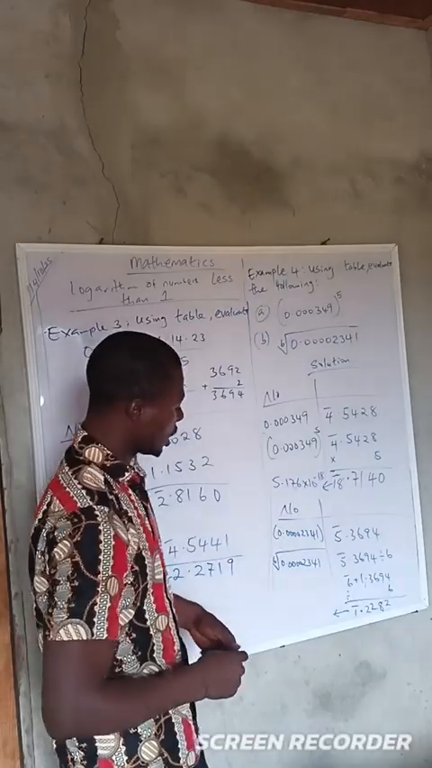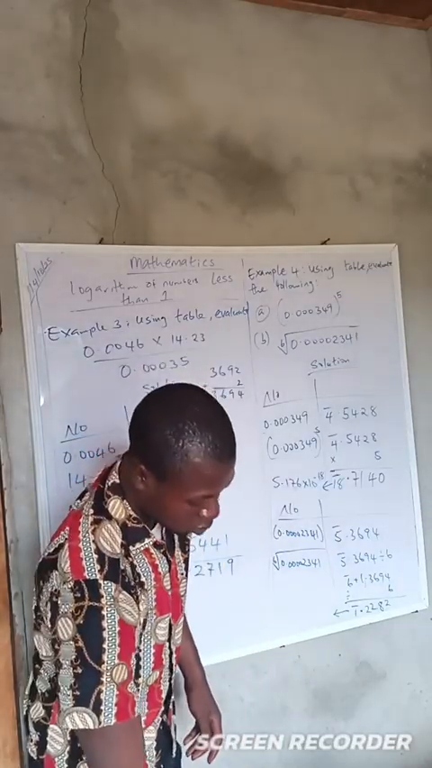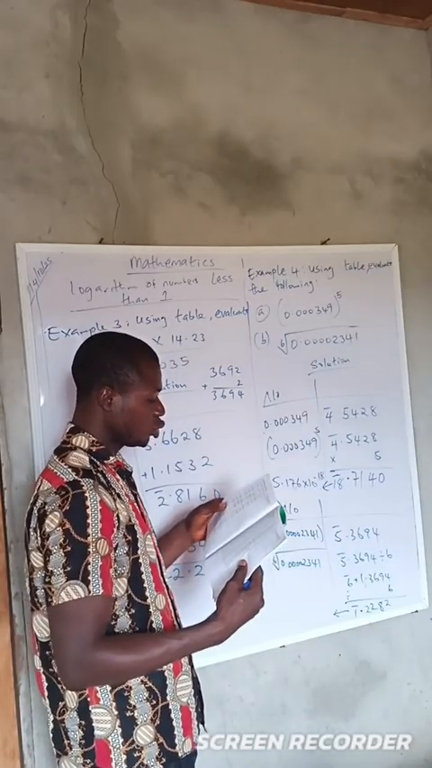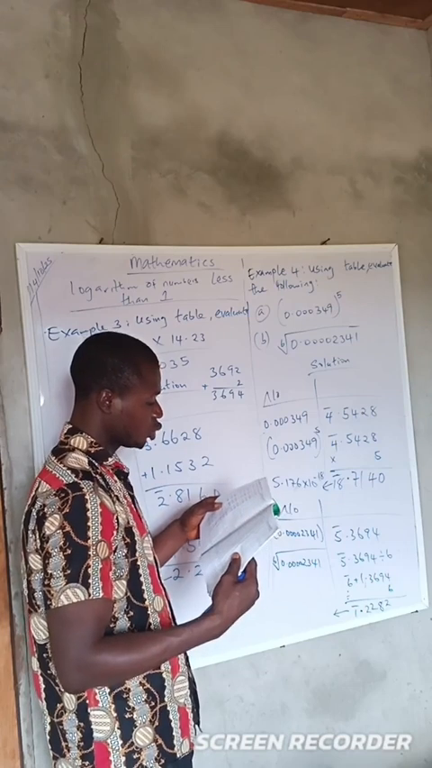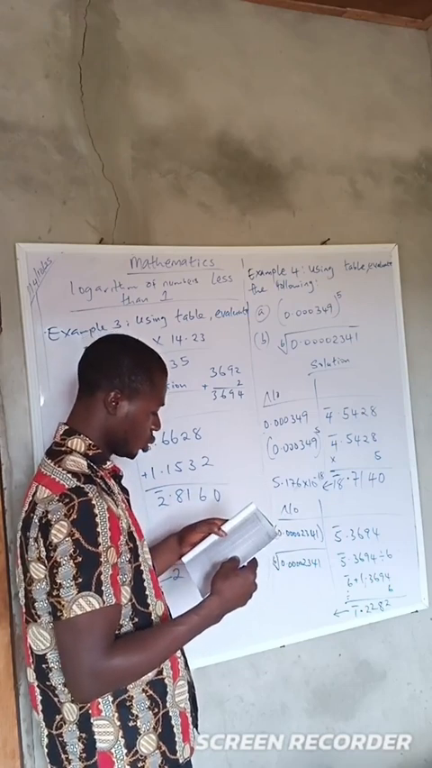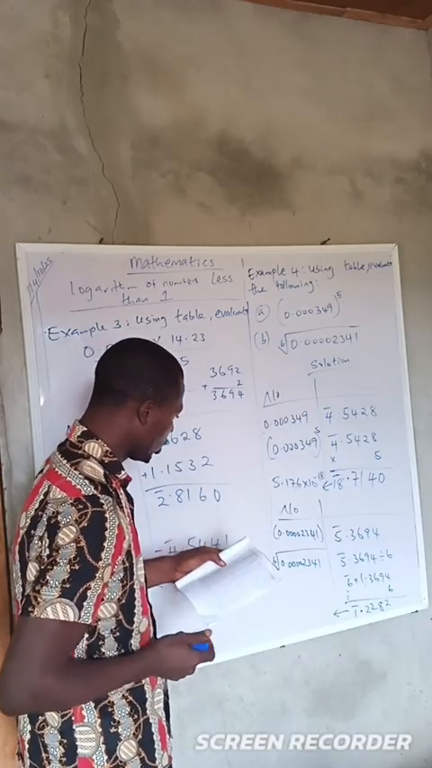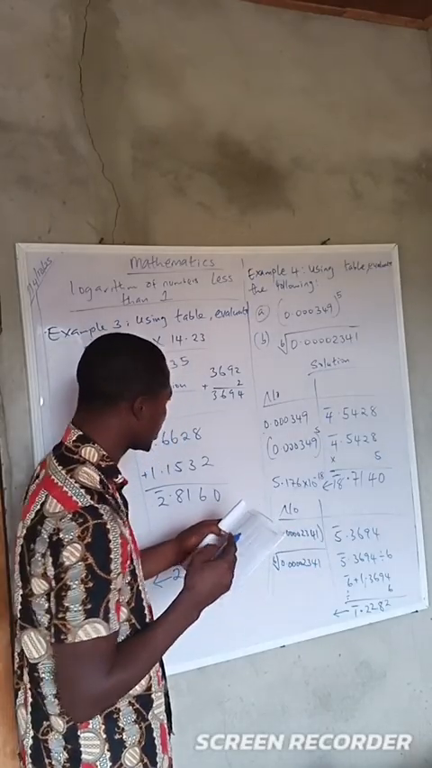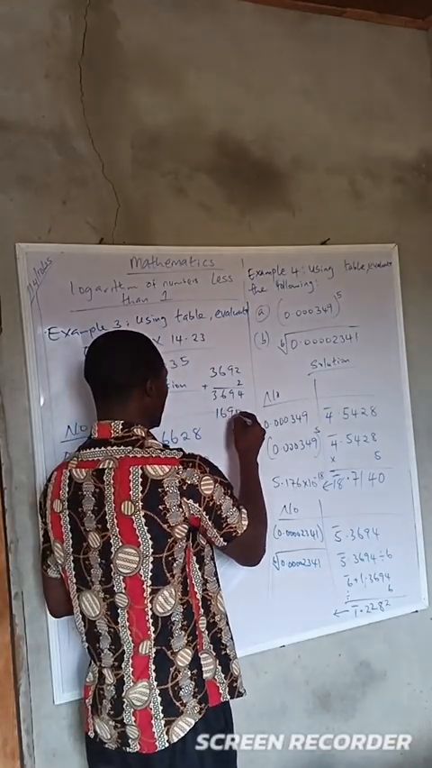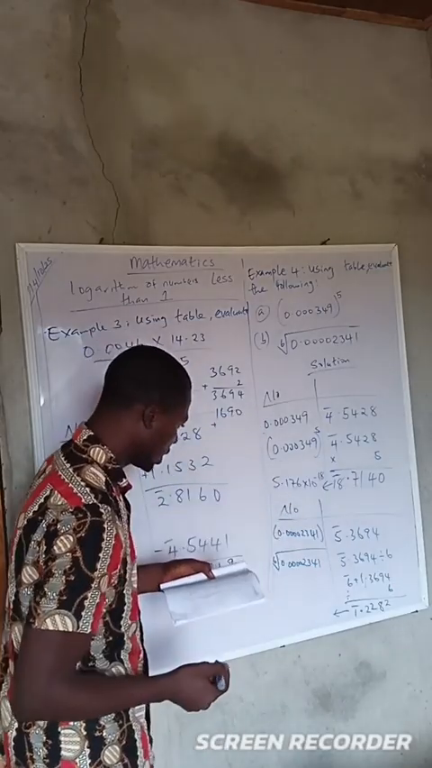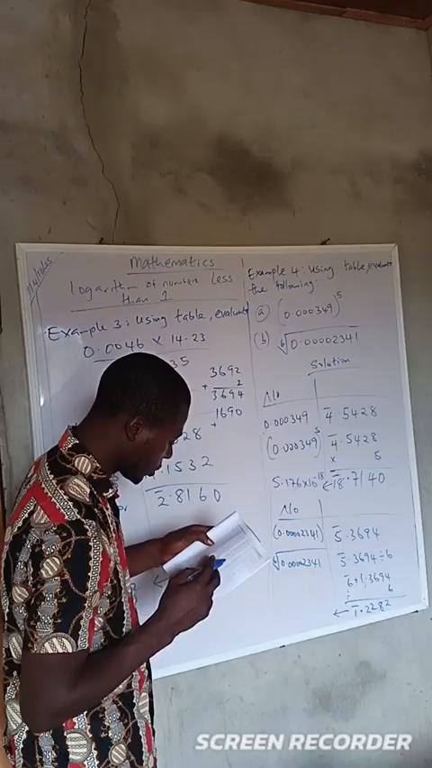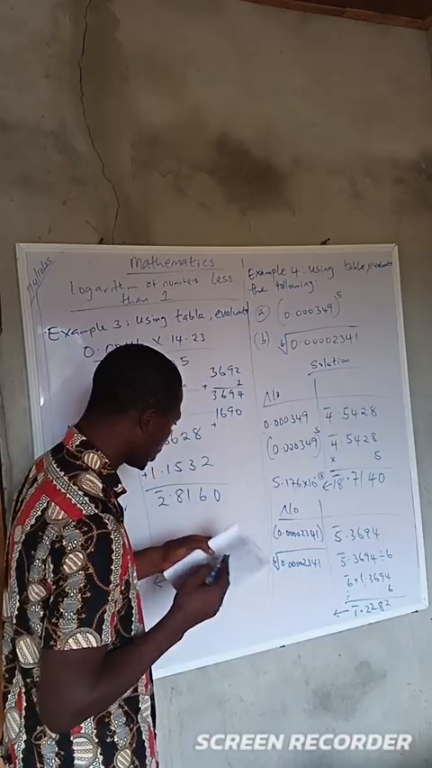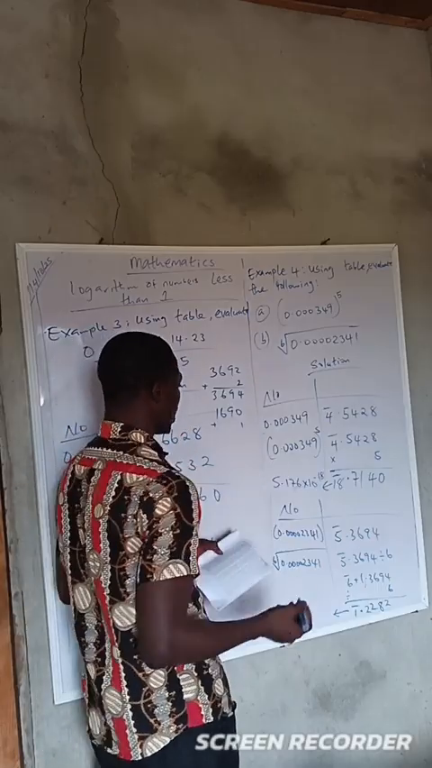So you are going to check 22 under 8 in your antilog table. Ensure you have the antilog of numbers. 0.22 under 8 is 1690. 1690 plus the difference. Difference 2 is 1. So you are going to add 1, you have 1691.